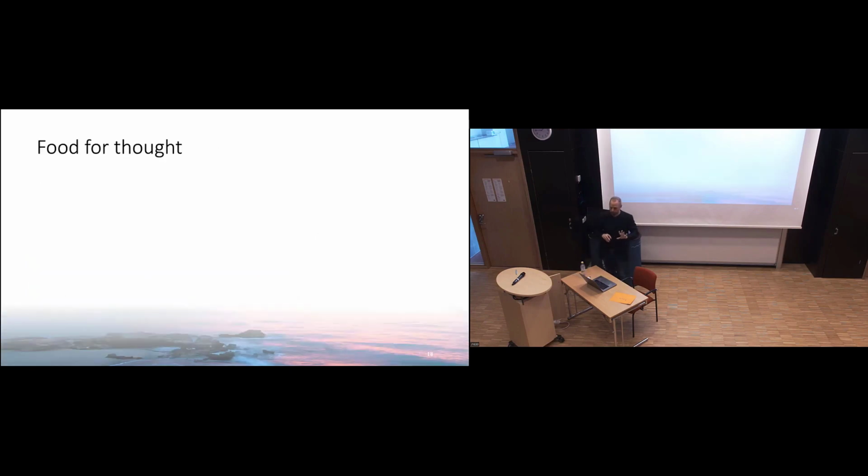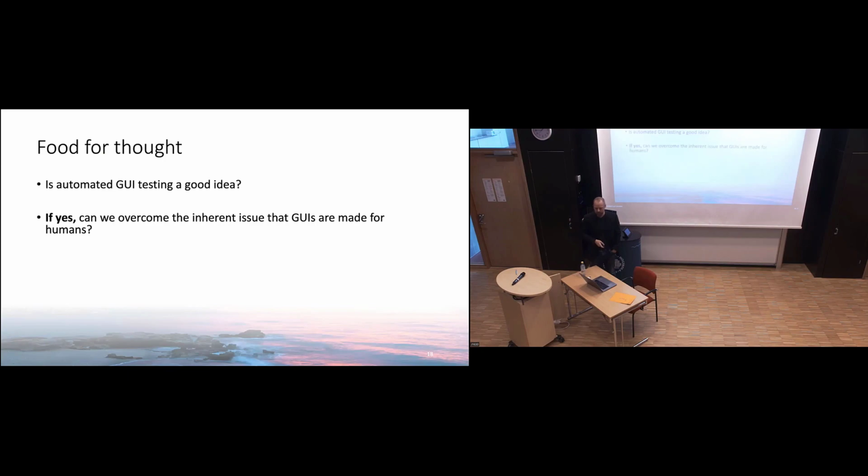So to wrap things up very quickly. So some food for thought. First of all, is automated UI testing a good idea? I would like to assume so, and since that's something I've been researching for 7 years, and well, almost 10 years. So if we assume that it's yes, how do we overcome these inherent issues, that the inherent issue that GUIs are fundamentally designed for humans, which is one of these core problems why we have problems identifying components and synchronizing things.